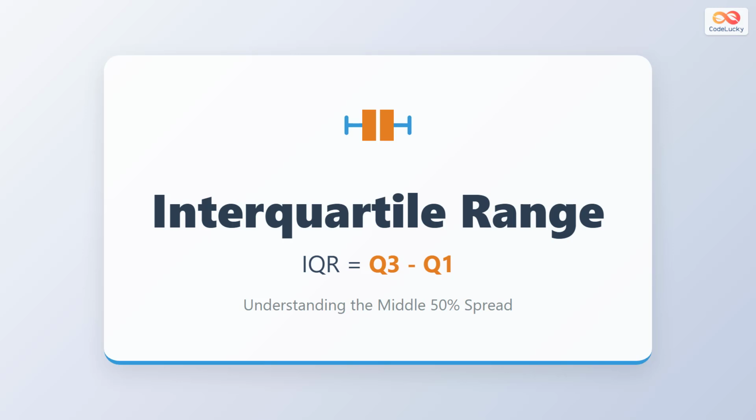Welcome to this lesson on statistics. Today, we are going to learn about the interquartile range, often abbreviated as IQR. This is a powerful tool used to understand the spread of data in a way that ignores extreme values.